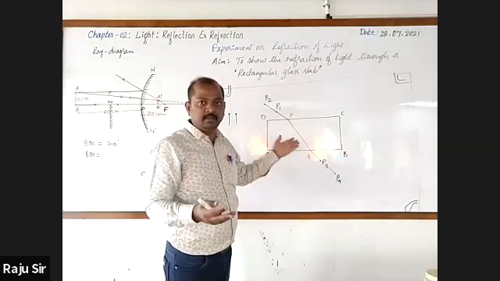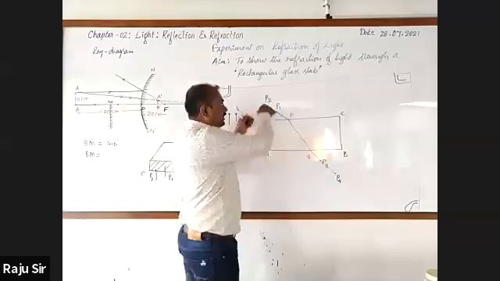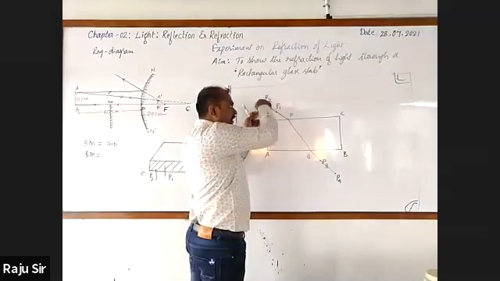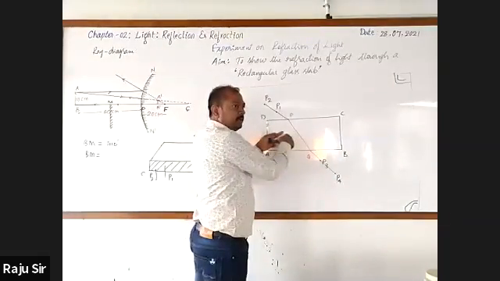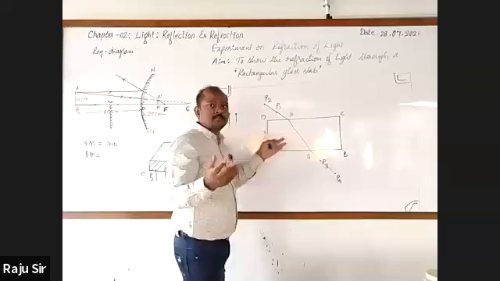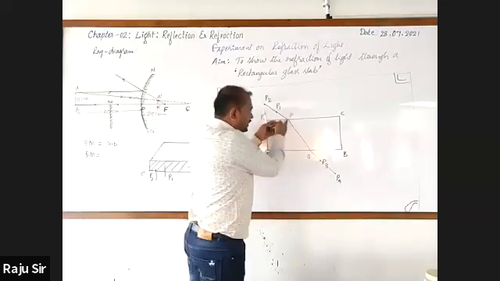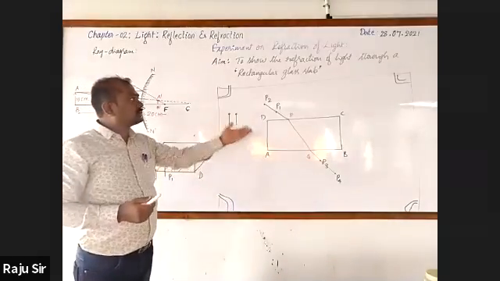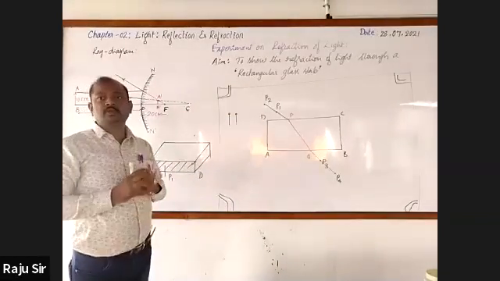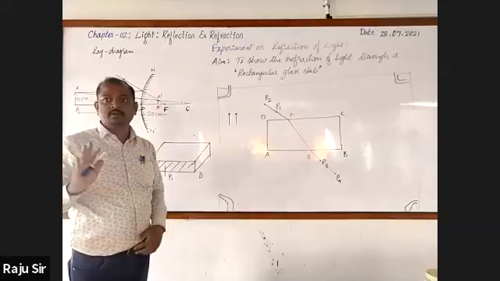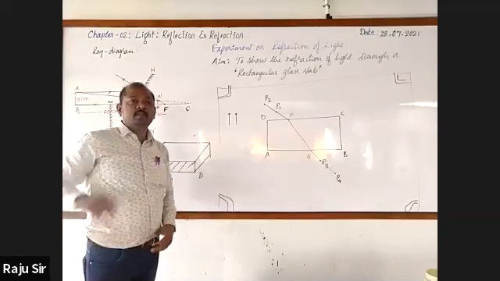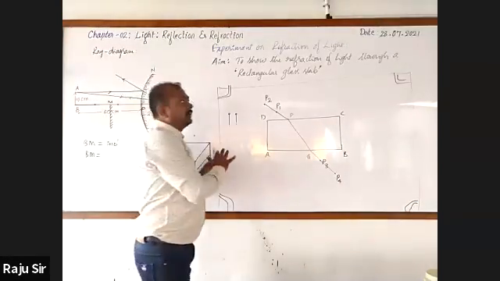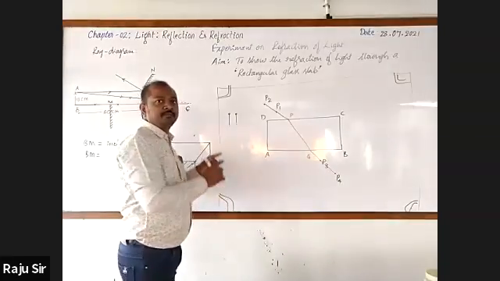It is bent. Because the light ray is traveling from the air medium to the glass medium. As it has changed its speed, it changes its direction of propagation. And this is the activity related to refraction of light. Got it? Very simple activity, and the explanation is also very simple.